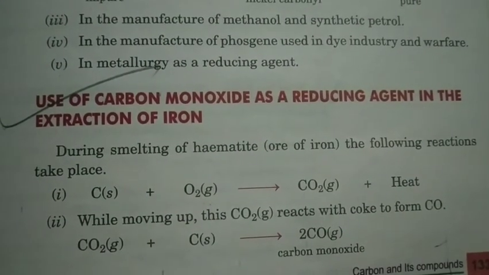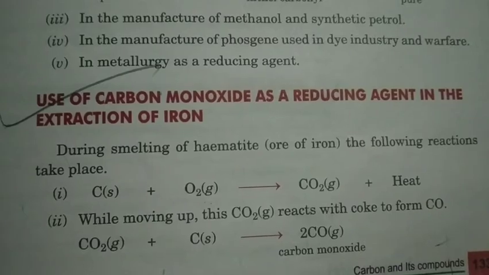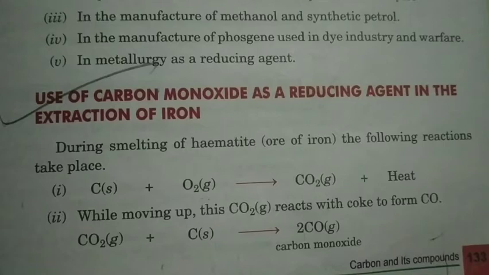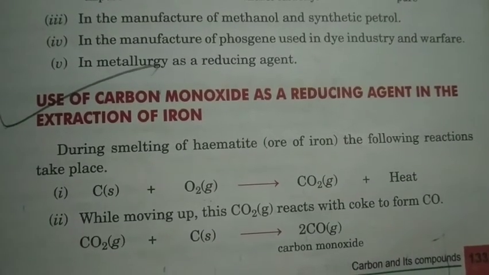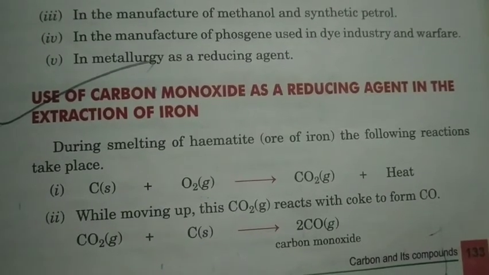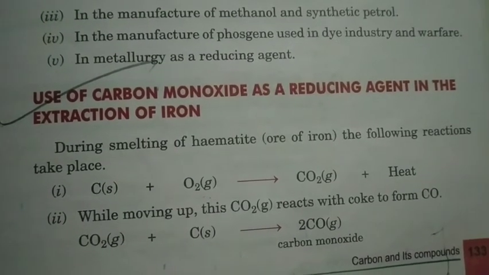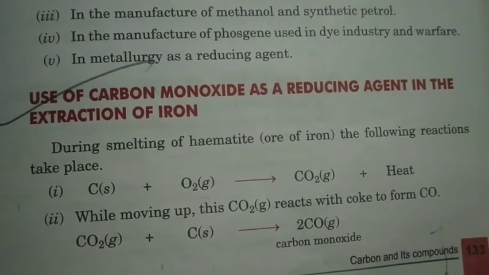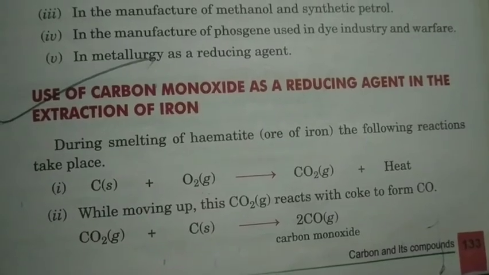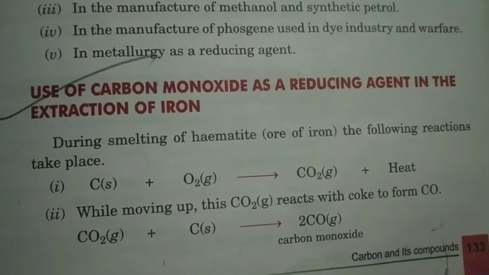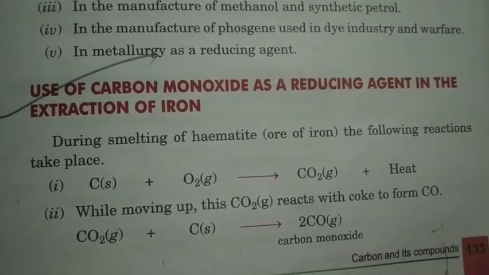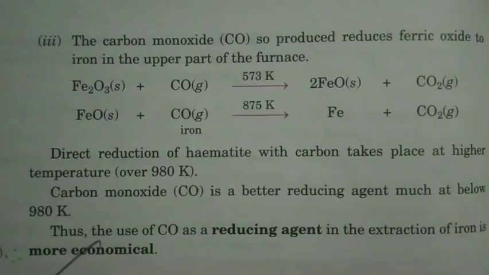Now let's see the use of carbon monoxide as a reducing agent in the extraction of iron. During the smelting of hematite, which is an ore of iron, the following reactions take place. First is C plus O2, it gives carbon dioxide plus heat. While moving up, this carbon dioxide reacts with coke to form carbon monoxide. So CO2 plus C gives carbon monoxide.